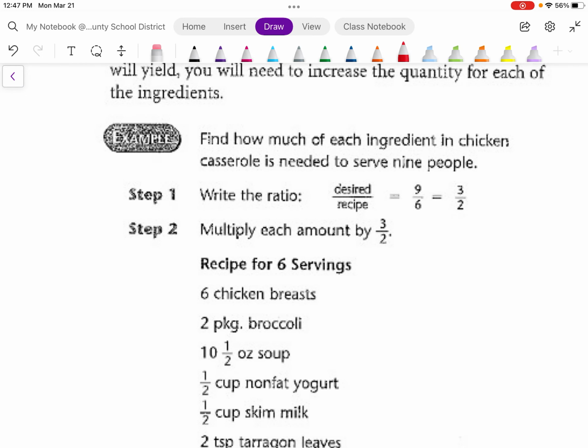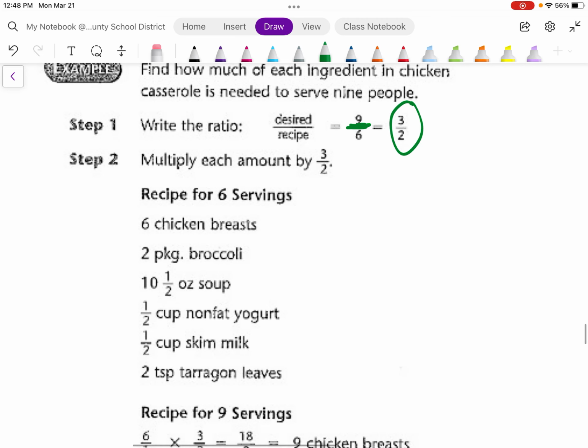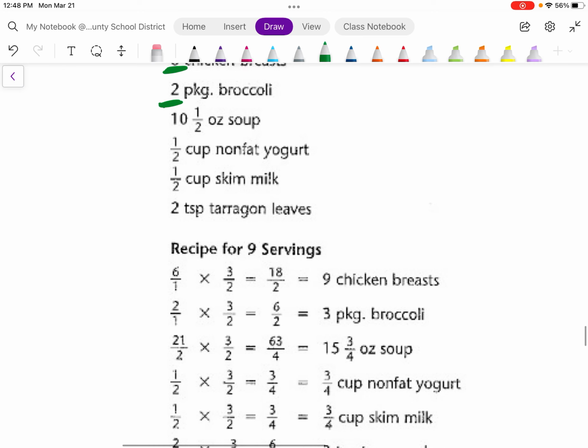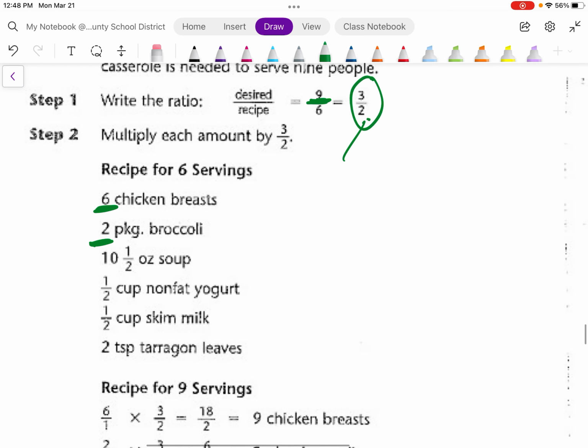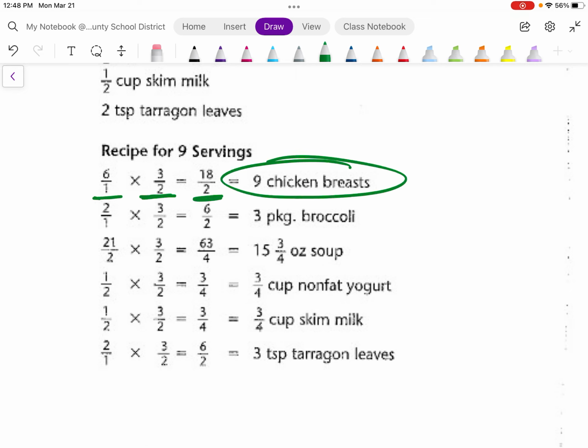The next page here walks you through if you plan to prepare more servings than the original recipe. So instead of having 6, let's say that you want to feed 9 people. Then you would just create a different fraction. You're just going to do 9 over 6 instead, so 3 over 2. We would take the 6 chicken breasts, the 2 packs of broccoli, etc., and multiply by the reduced fraction or by the original fraction. It doesn't matter. So 6 over 1 times 3/2 gives you 18 over 2, which equals 9 chicken breasts.